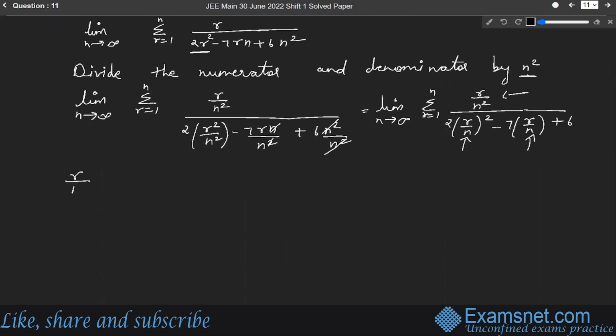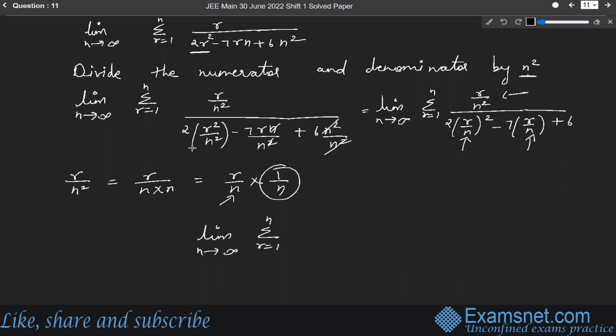So let us transform the numerator also in the form of r by n. So what is the numerator? r by n square. It means r by n into n, so it can also be written as r by n into 1 by n. Let us take this 1 by n outside, so the remaining part will be r by n. So it becomes limit n tends to infinity, summation of r is equal to 1 to n, 1 by n, and in the numerator r by n divided by 2 into r by n square minus 7 into r by n plus 6.